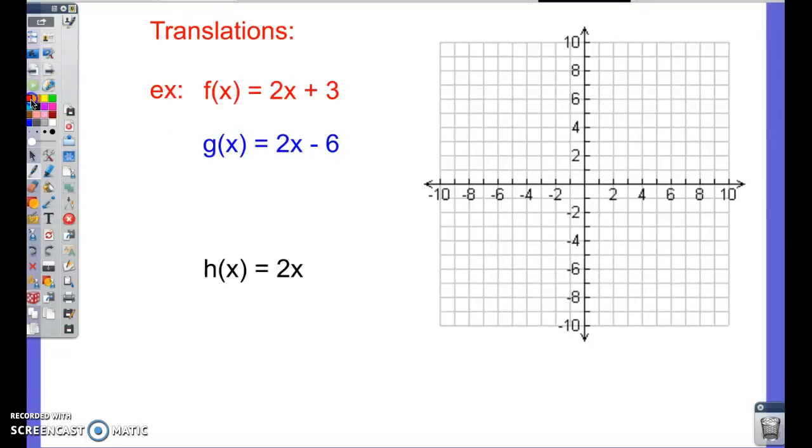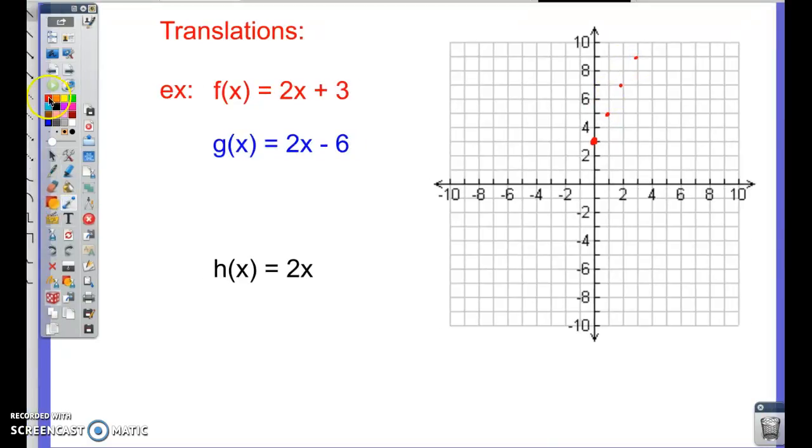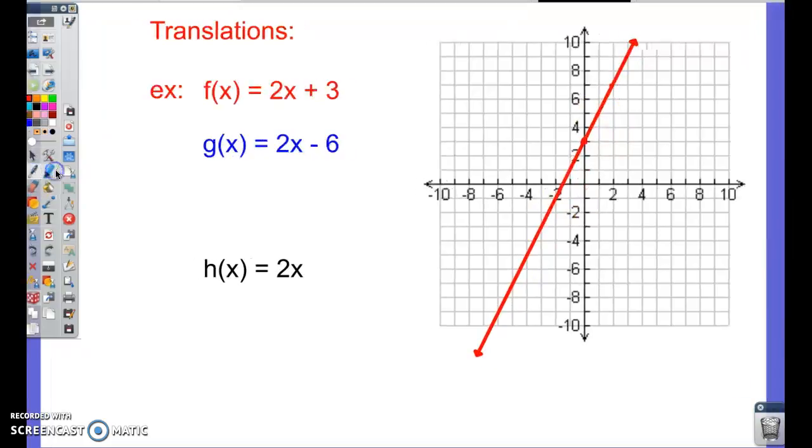And we're going to start with graphing the function f of x equals 2x plus 3. To graph that, we'd start with our y-intercept, which is 3. And we'd go up 2 and over 1, up 2 and over 1, and continue with that pattern. And I'd then fill in the graph by completing the line, and it would look something like this. And I'm going to label that as f of x.